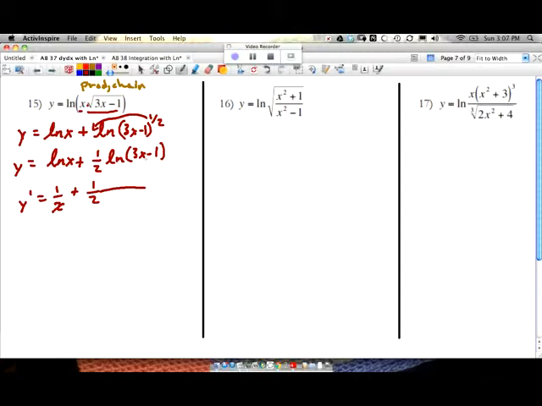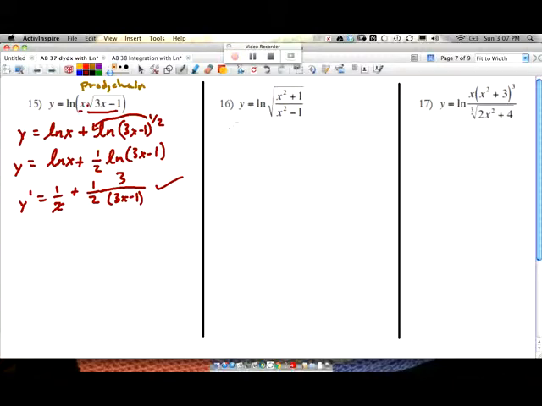But then the rest of this fraction, it's going to be the derivative over the original. Well, the original is 3x minus 1. And the derivative of that is just 3. So there we go. That really wasn't hard at all. So logs are not too hard when you use log properties combined with your derivatives and calculus and integration stuff.